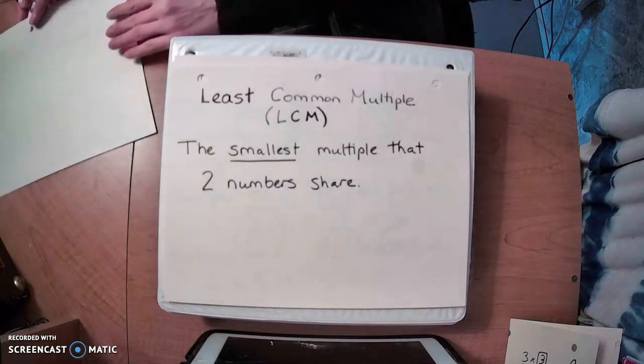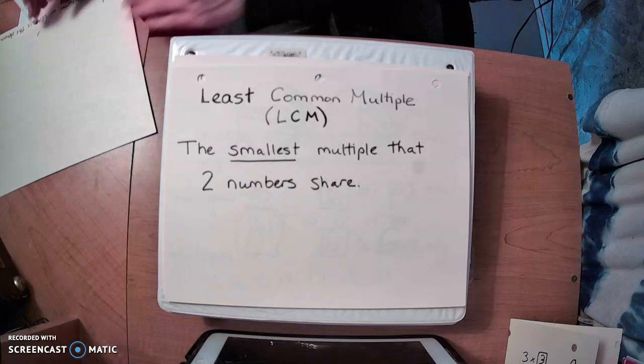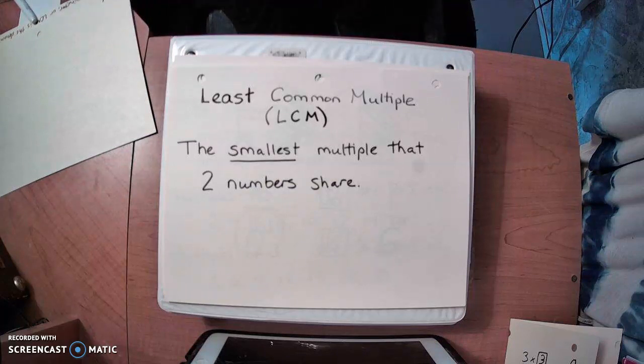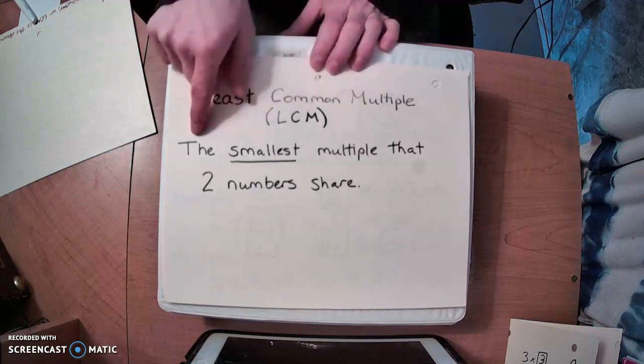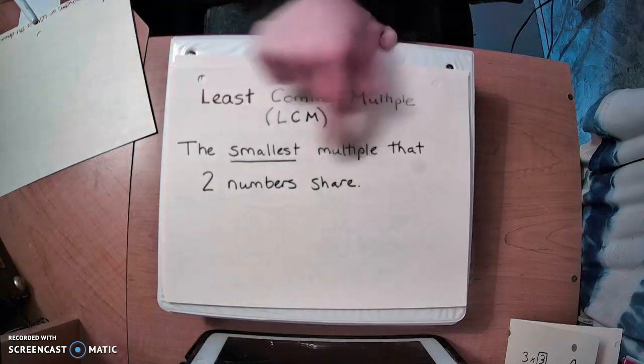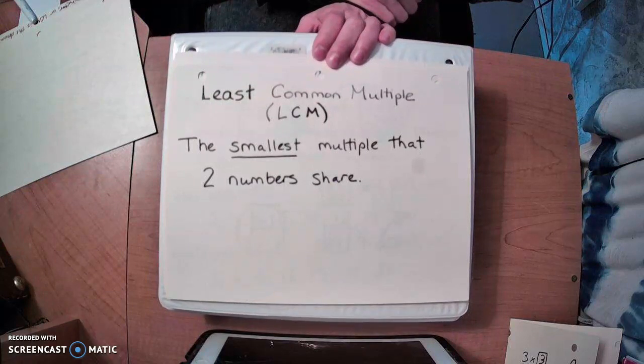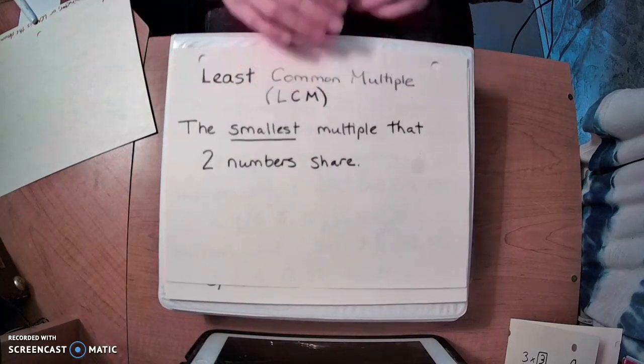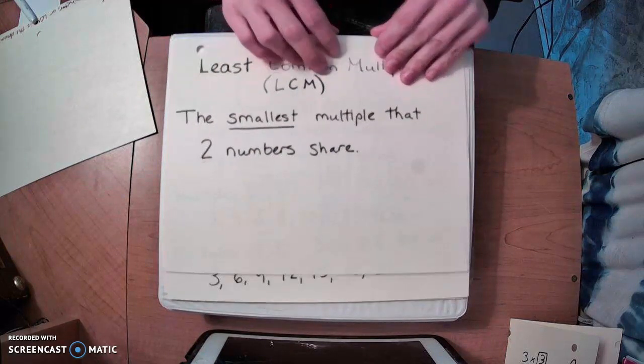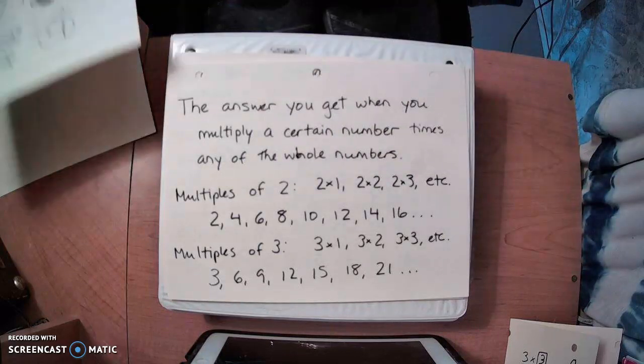In order to get started with adding fractions that have unlike denominators, we need to find the least common multiple of the denominators, of the two different digits in the denominator. The least common multiple is the smallest multiple that two numbers share. Sometimes this can be really confusing to people. They're like, wait a minute, multiple? What's that? It's okay, don't worry.